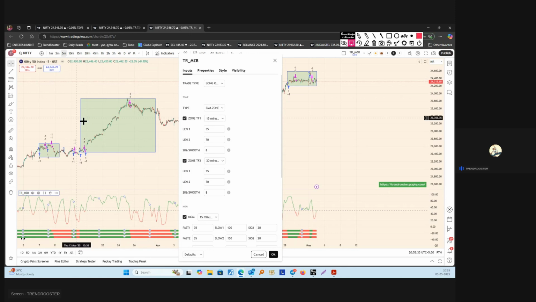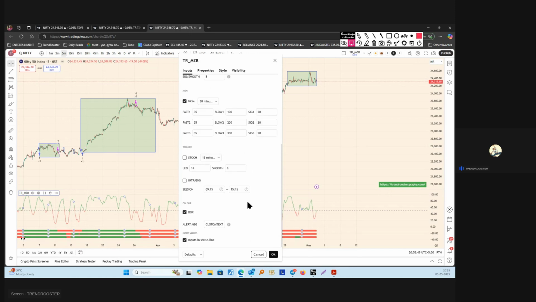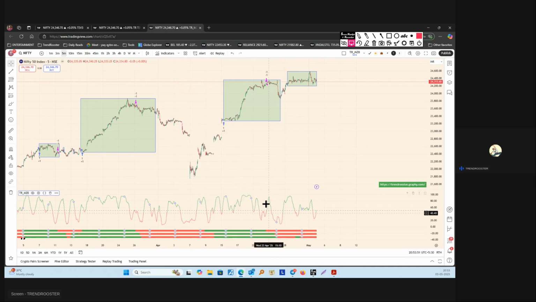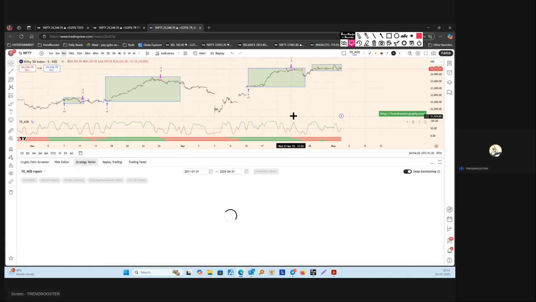Okay, so we are seeing the zones. Now I'm going to confirm with the momentum of 30 minutes, and our speeds are 35 120, 35 220, and 35 320. Okay, no more trigger, no more stochastic or intraday, anything like that. We just click OK. That's all, guys. This is trend trading, I mean, Trendrooster TSV3 momentum trading. That's all, nothing else. So you want to see the results? Go ahead and backtest yourself.